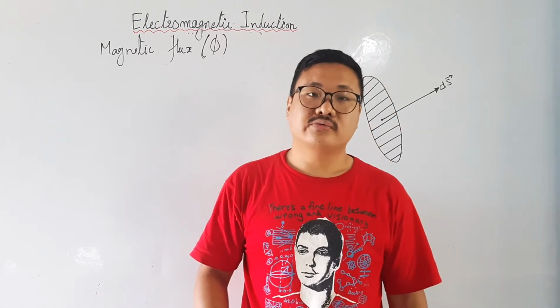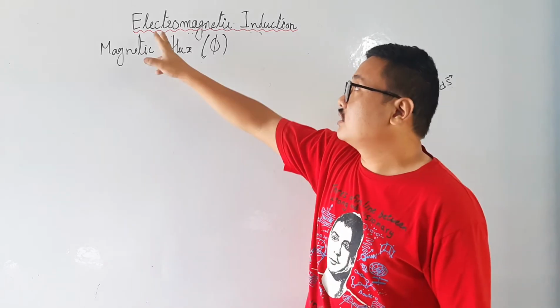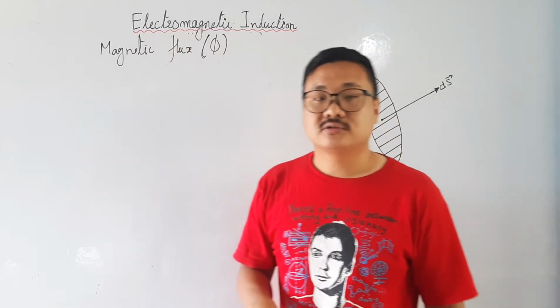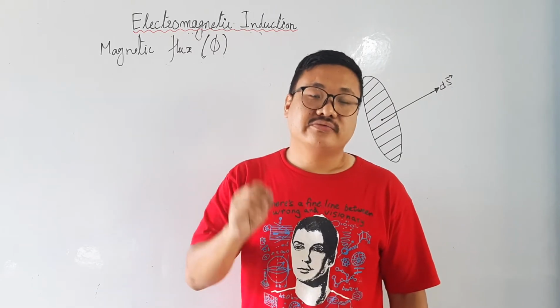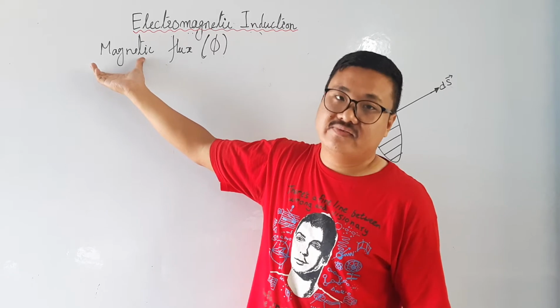So in this topic we only go around the production of electricity with the help of magnetism. To start this chapter, first we have to study the magnetic flux.